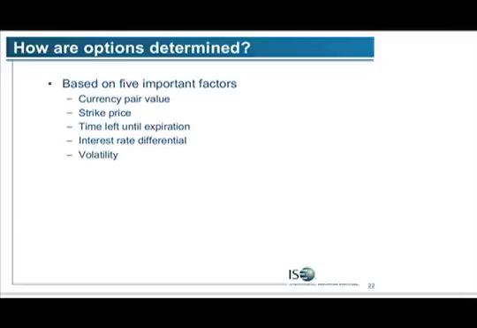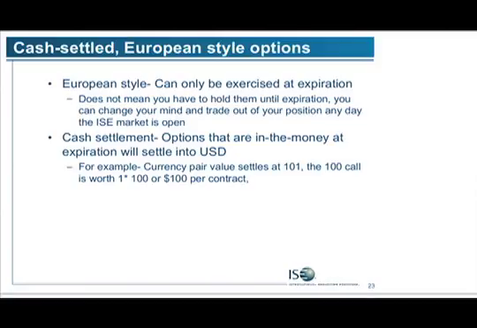How are the options determined? Well, they're based on 5 factors: the currency pair value, the strike price, the time left until expiration, the interest rate differential, and volatility. Volatility is huge, of course. They're cash settled, which means they can only be exercised at expiration. That does not mean that you have to wait around till expiration. You can always close them out any day that the market's open.